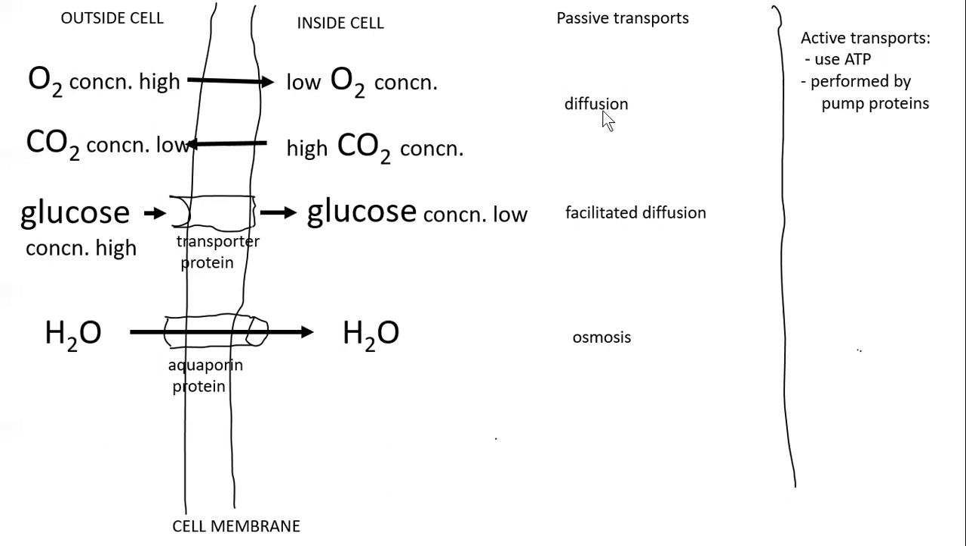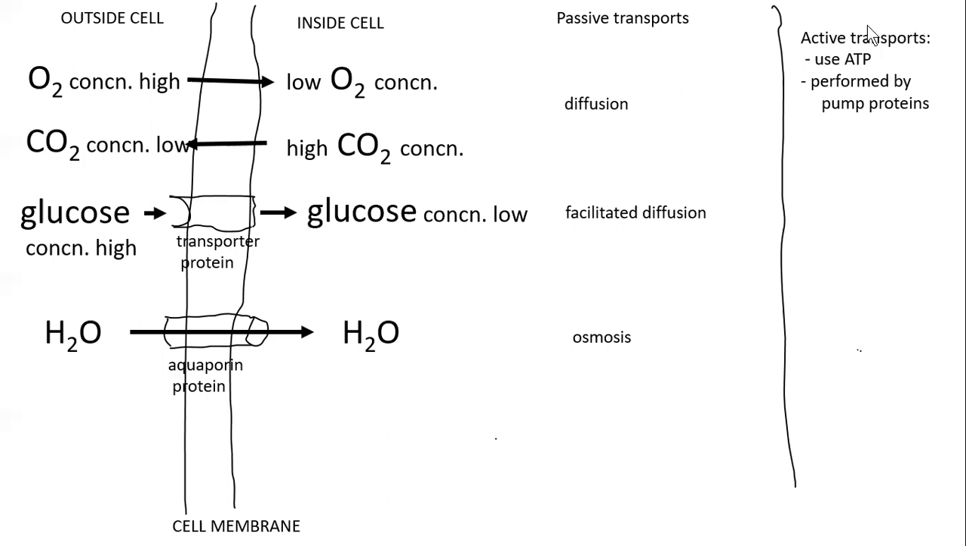So let's take diffusion, facilitated diffusion and osmosis. And we can put these three transport processes together into a category of passive transport. Passive transports are the movement of molecules across plasma membrane that does not need ATP, does not need cellular energy. This is relatively cheap for the cell, and our cells rely on passive transport for the movement of a number of components across the plasma membrane.